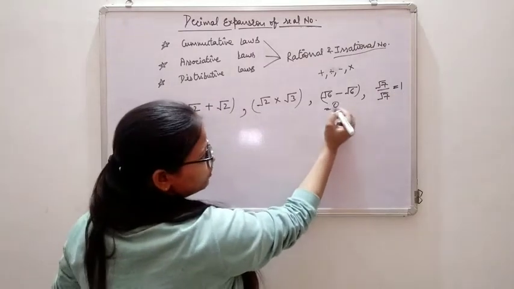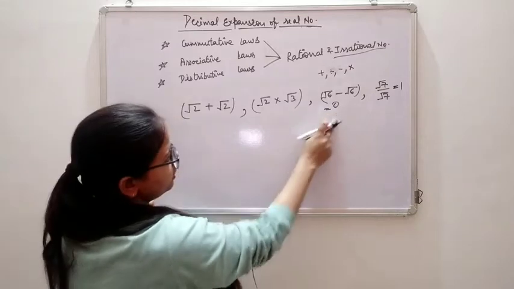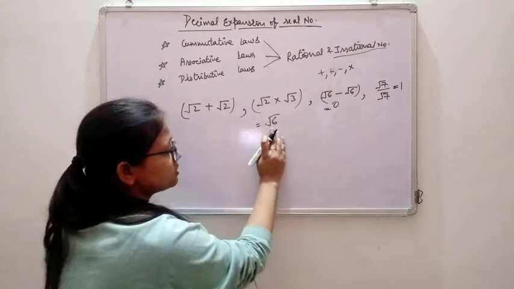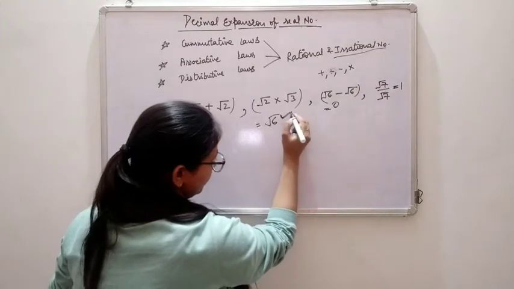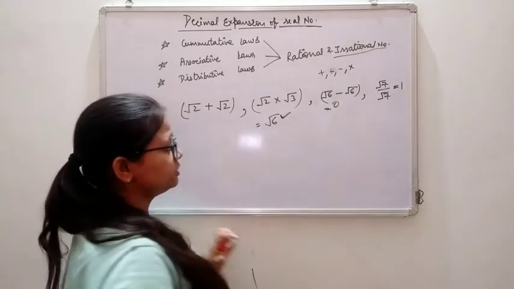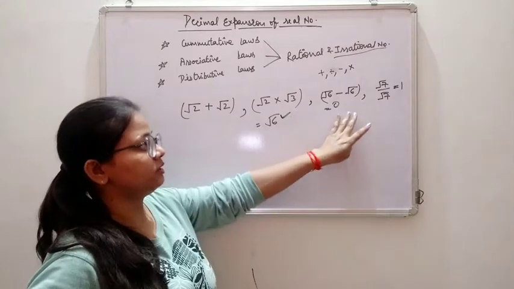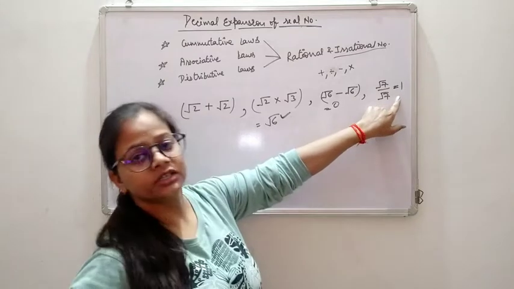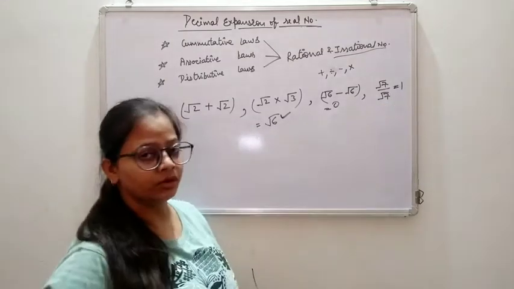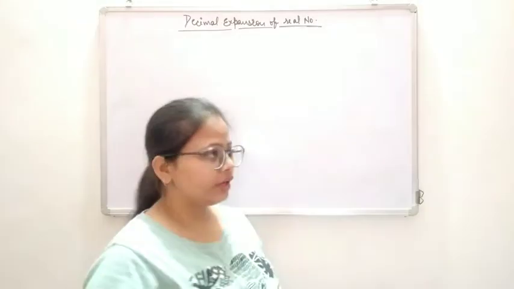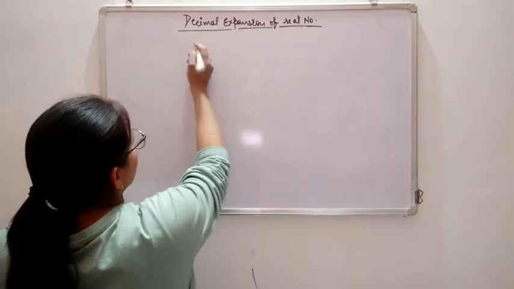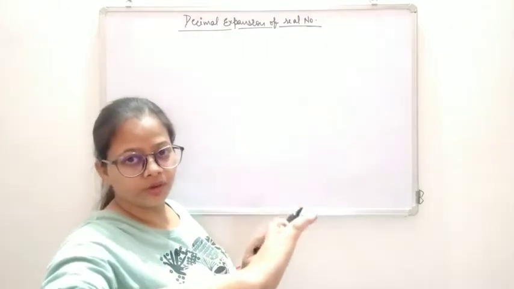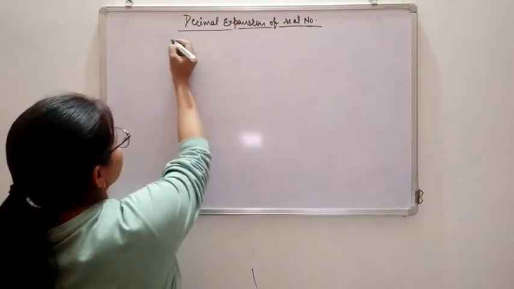This will give you 0. This is also not an irrational number, right? And this will give you root 6. This is an irrational number, right? So it is not particular that it will be an irrational number. It can be a rational number or it can be an irrational number. Clear? Okay, so if I add and multiply a rational and an irrational number, let's see what happens.